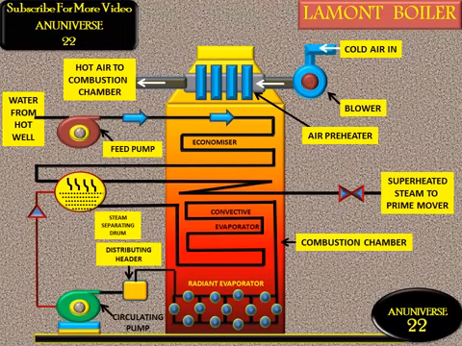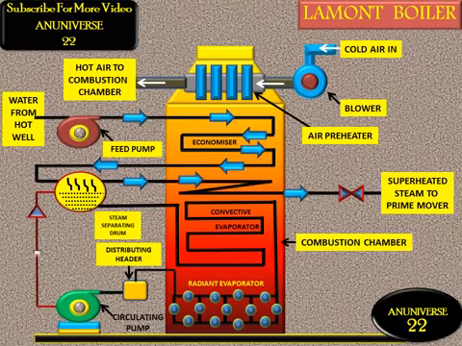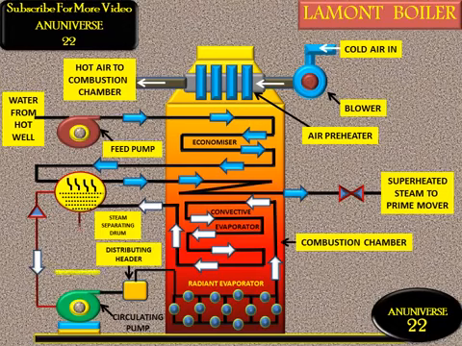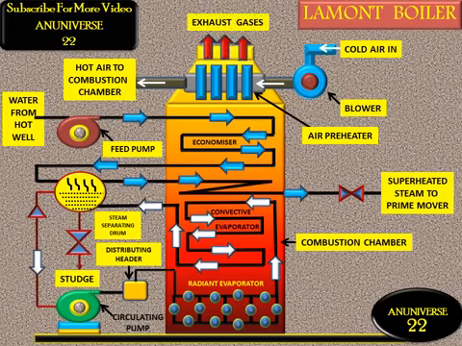And here we can see the direction of the water coming out from the feed pump to the economizer, and from the economizer it goes to the steam separating drum. From the steam separating drum, the saturated steam goes toward the superheater, and water comes toward the centrifugal pump. From the centrifugal pump, it is supplied to the evaporator tubes, and from the evaporator tubes it goes toward the steam separating drum. And these are the exhaust gases.